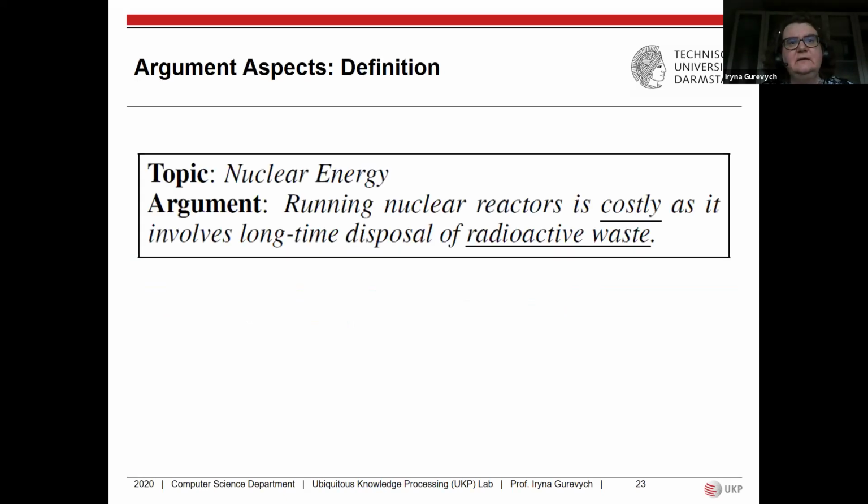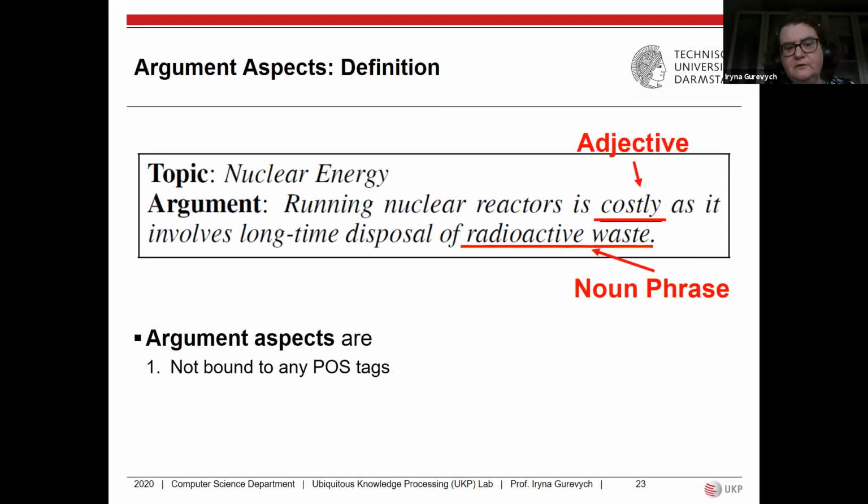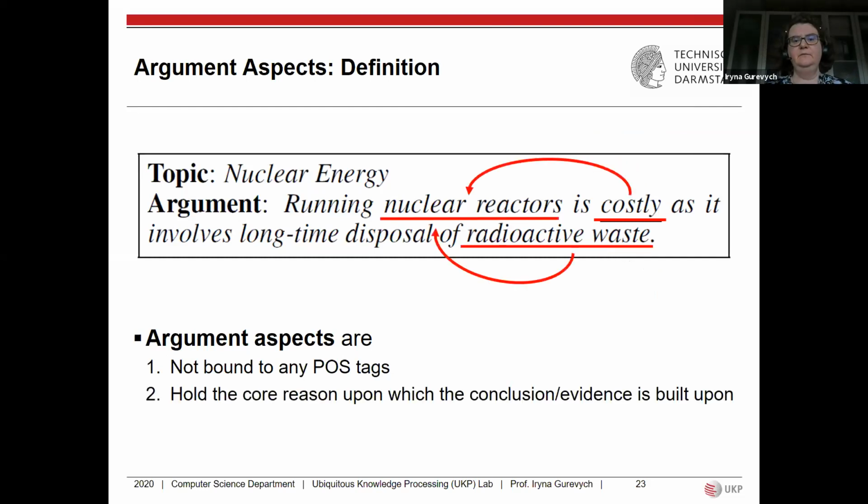We would like to explain the definition of argument aspect detection with the help of the example on the topic of nuclear energy, and the argument: running nuclear reactors is costly as it involves long time disposal of radioactive waste. So first of all, we define that argument aspects are not bound to any part of speech tags. So in previous work, there was a limitation that it could be only noun phrases, but in our work, for example, costly is not a noun phrase, and we can consider such aspects.